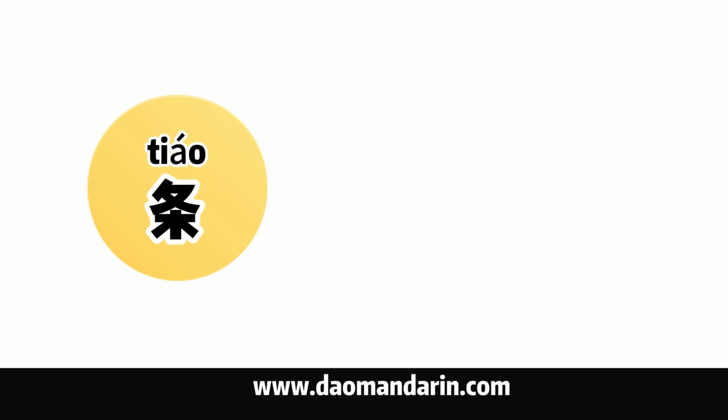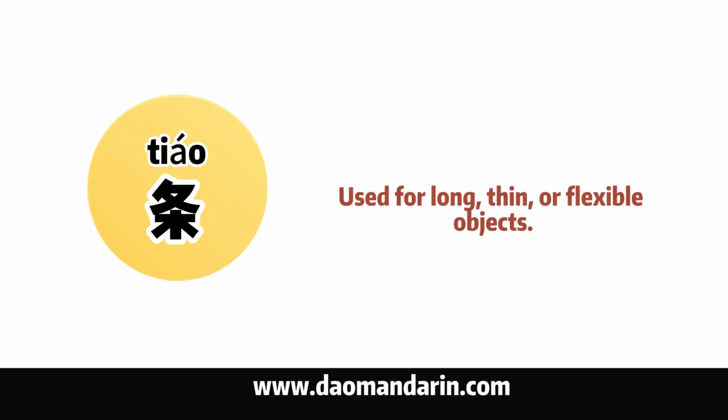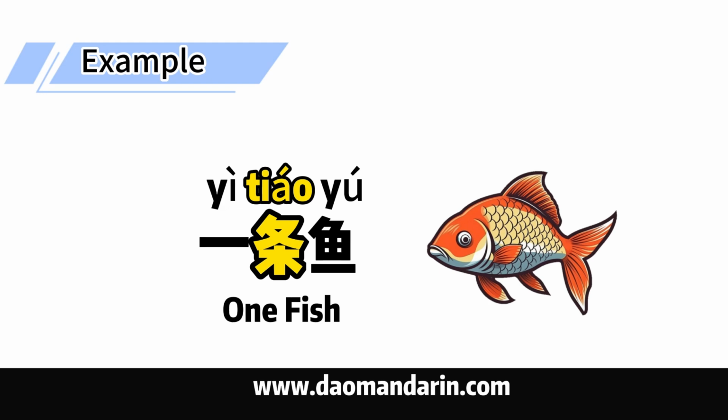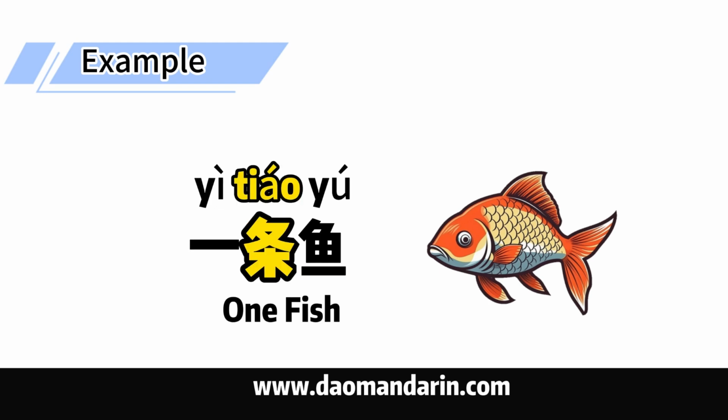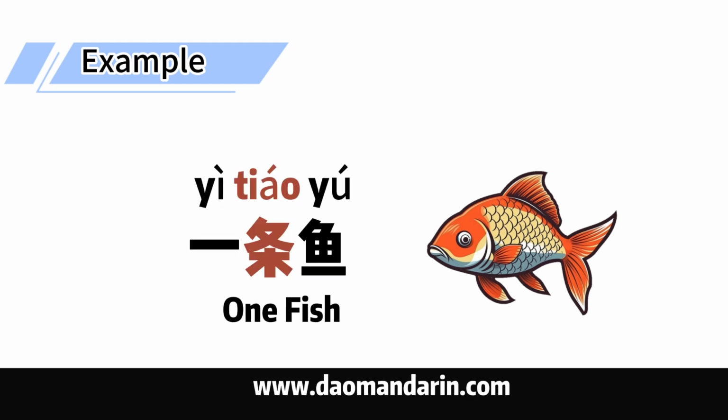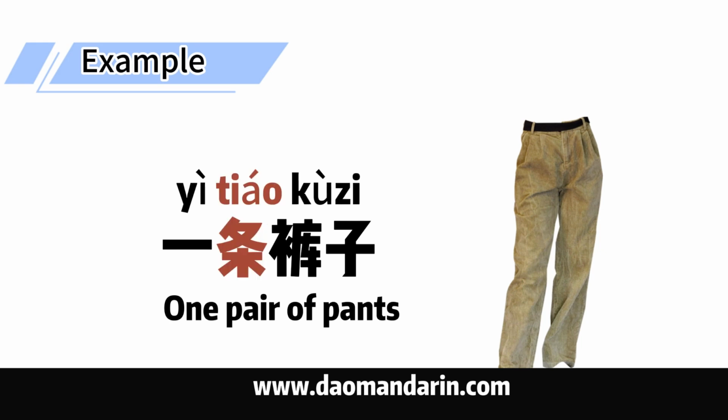条. Used for long, thin, or flexible objects. Example: 一条鱼, 一条裤子.